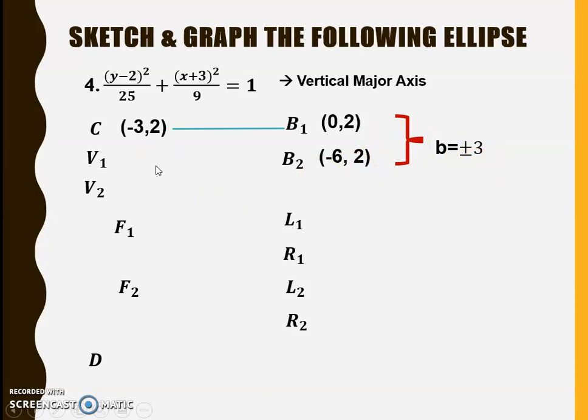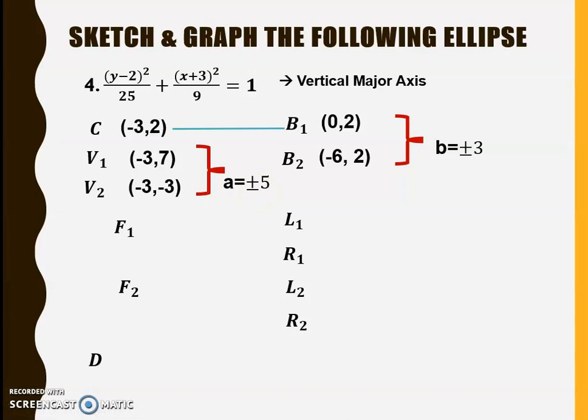Let's proceed. Let's have v1 and v2. Remember, v1 and v2 are represented by a squared. Therefore, a equals plus or minus 5. So the distance from the center to the vertex will be changes in y's, plus 5 and minus 5. So this will be negative 3, and you also have negative 3, 2 plus 5, that will be 7. And the other side, 2 minus 5, that will be negative 3.